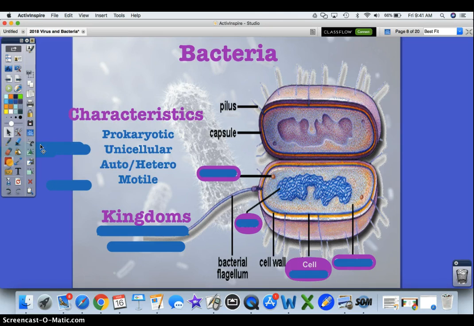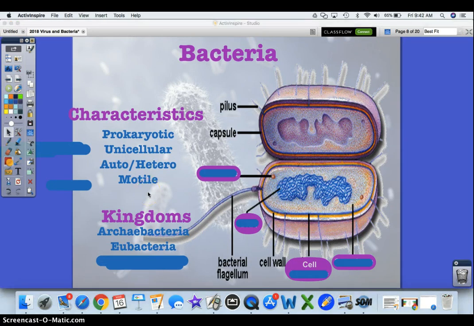Does it need a partner to reproduce? It does not. Sometimes it does. Okay? So prokaryotic, unicellular, auto, hetero, and motile are the first four blocks to the left under characteristics. What are the two kingdoms? Archaea and eubacteria. Good job.